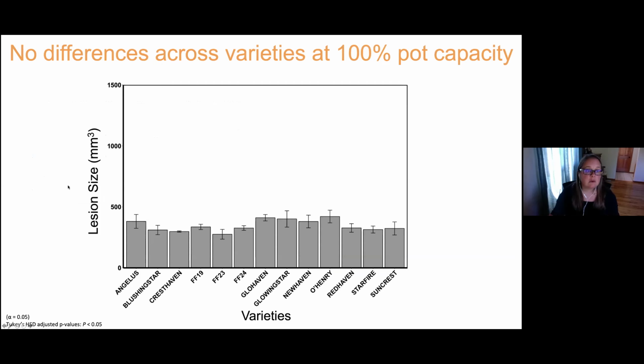So what we found here is cultivars on the x-axis and lesion size on the y-axis. We basically don't see any significant differences among cultivars, which is too bad, because it would be really nice to have a set of cultivars that growers could utilize, you know, grow New Havens rather than O'Henrys or something like that. But across the board, there's really no big difference when they're healthy.